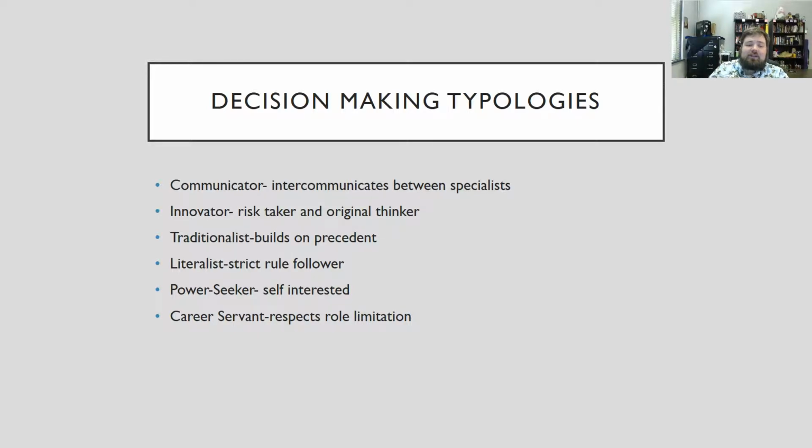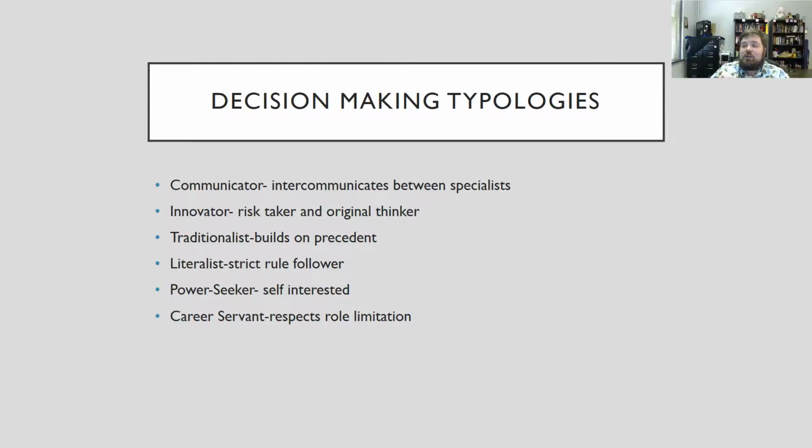Kind of the opposite of that is the traditionalist. This is the person that says, this is the way it's worked in the past, right? We need to keep our precedent and stick to it, right? So the innovator and traditionalist often are opposed to each other, but the communicator tries to bridge the gap between them.